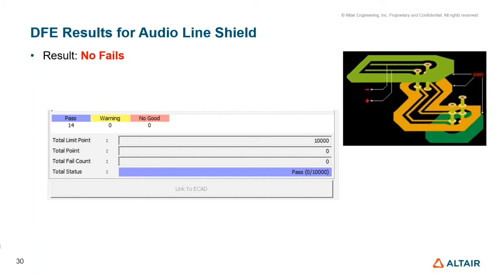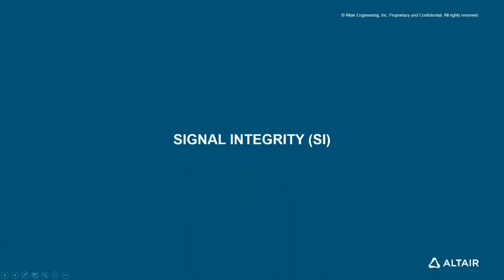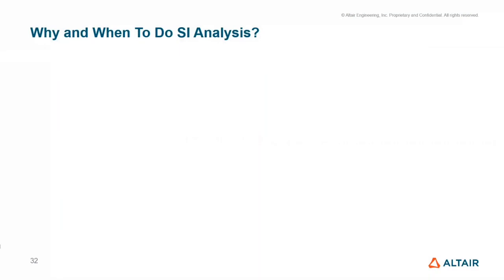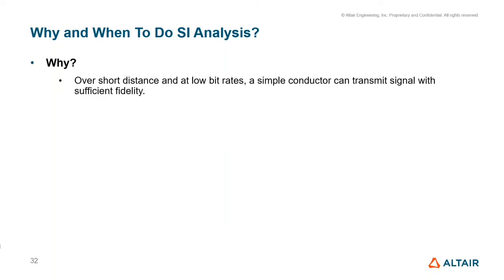Now we will go through the next session, basically covering signal integrity. So going ahead to look at our next design consideration, let's understand signal integrity analysis in short. As we did for DFE, let's answer a few basic questions. Starting with why: for short traces with low bit rates, a simple conductor can transmit signal with sufficient fidelity.